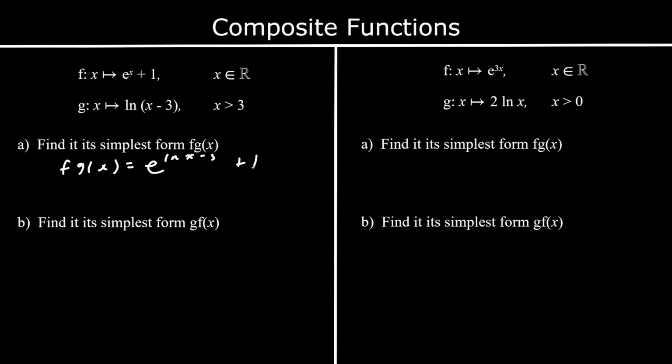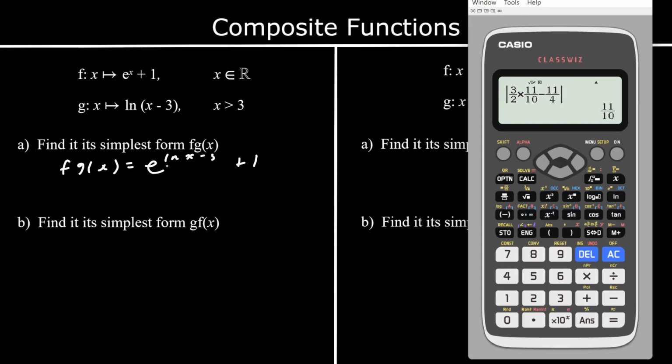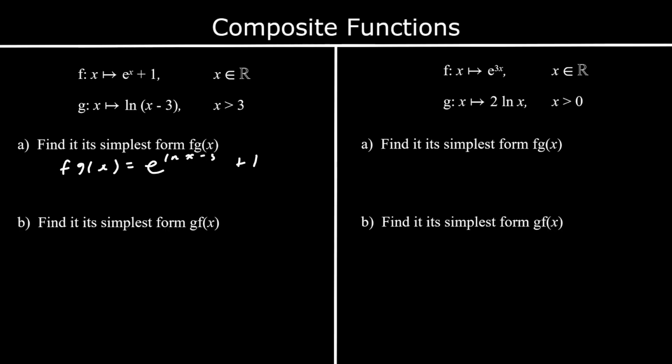Now e and the natural log are inverses. They actually cancel each other out. So if we have e to the power of ln 5, that is 5. If we have e to the power of ln 10, that's 10. And it works the other way around. If we have the log of e to the power of 5, we have 5. They cancel out. They're the inverse of each other. So e to the power of ln(x minus 3) is just x minus 3. So it's x minus 3 plus 1, which is x minus 2.